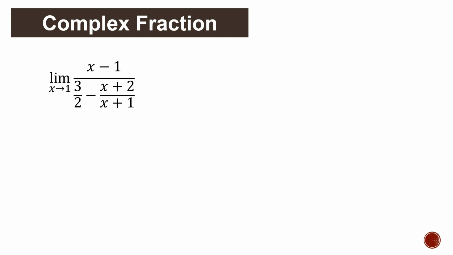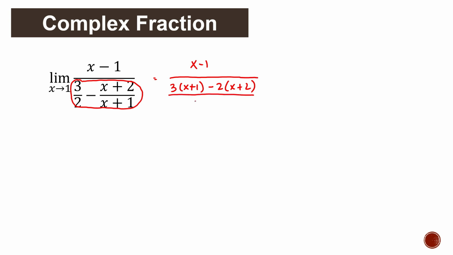Again, if you just directly substitute that 1 to x, this will be indeterminate, undefined, so we will not be doing that. So in a complex fraction, what we will be doing is we will try to simplify this by performing the operation. So let's combine this. X minus 1 all over 3 times x plus 1, so let me just write this down like this. And then minus 2 times x plus 2 all over 2 times x plus 1.